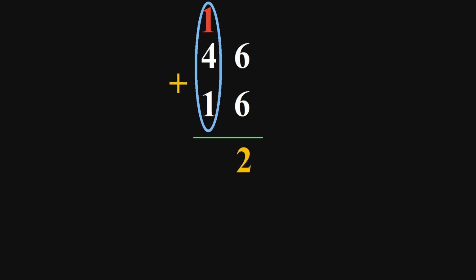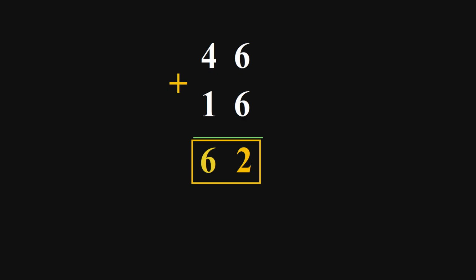Now we add the numbers in the tens place. 1 plus 4 equals 5. We need to add 1 more, which gives us 6. Right, 6 in the tens place. So 46 plus 16 equals 62. And this is our final answer to this problem.